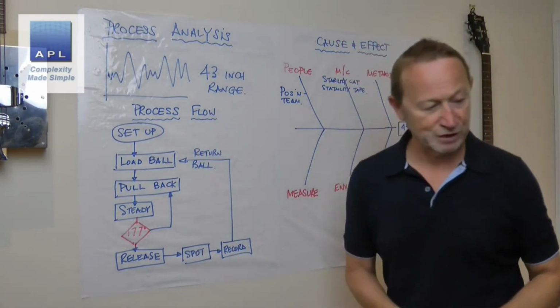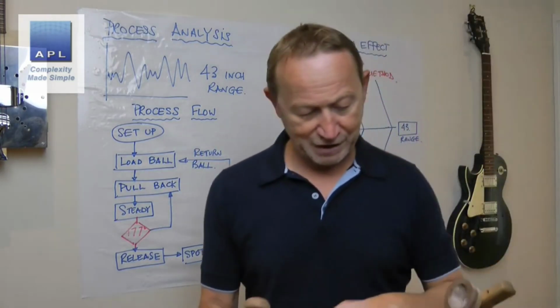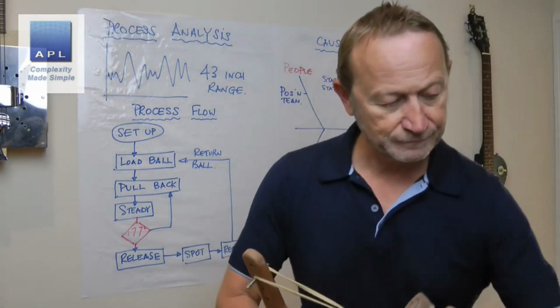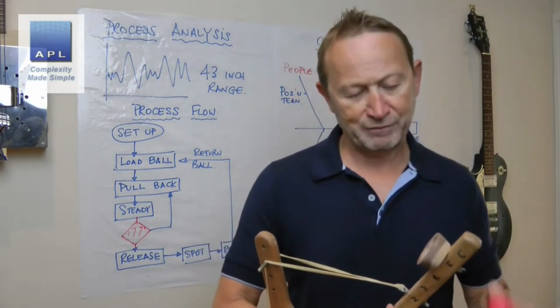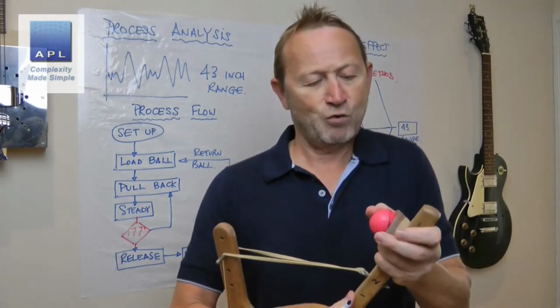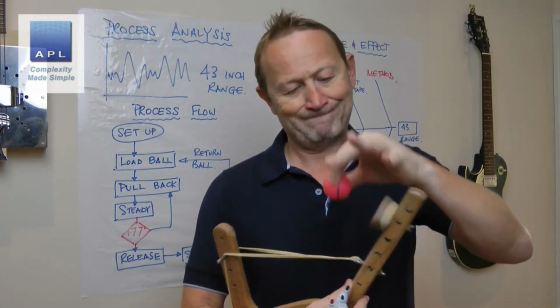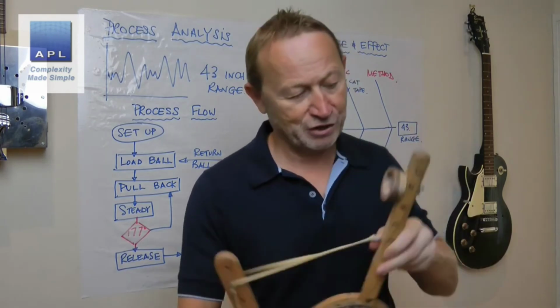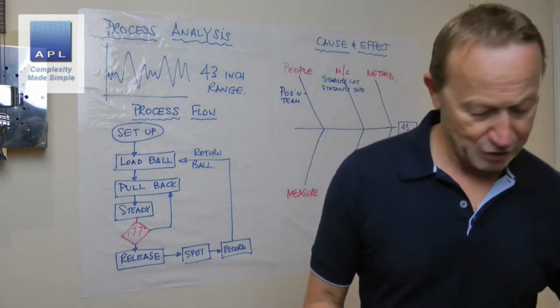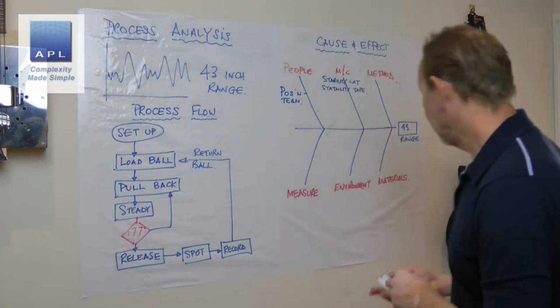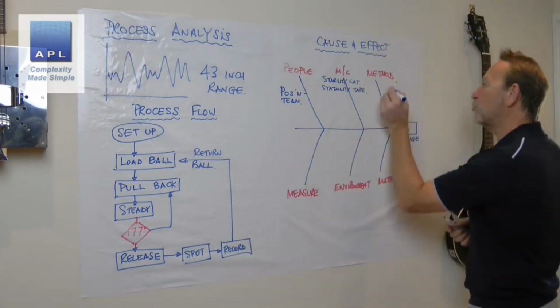Okay, loading the ball. So what's the variability of loading the ball? Well, one of the variables is how much force you put on this thing, because if you lean on this a little bit, the ball sticks in the cup. So under methods, load force.